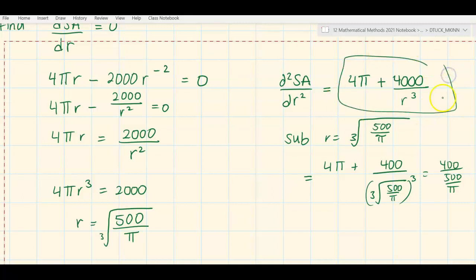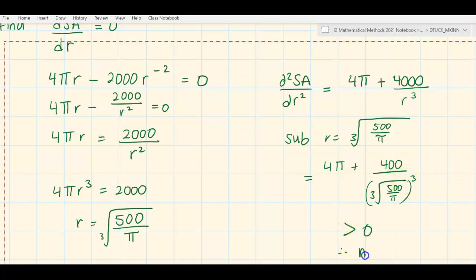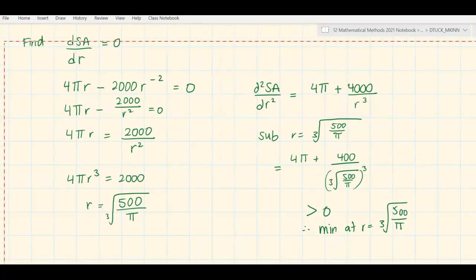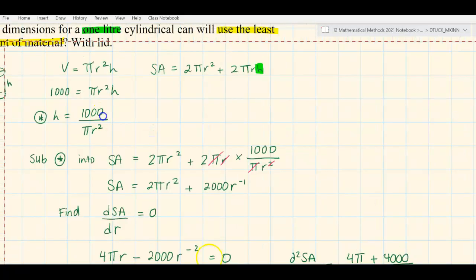Up here, you'll need to show me that you can sub in the critical value of r into that derivative, but you could probably say it from here. You could say, right, that's greater than 0, therefore minimum at r equals cube root of 500 on pi. I'm okay with that, but I need to see that substitution in the second derivative. Or at least say something like, when r equals this, r cubed is also positive. Therefore, 4 pi plus 4,000 over r cubed when r is this must be greater than 0. You just rationalize each line, but it's absolutely fine to justify clearly all the way through.